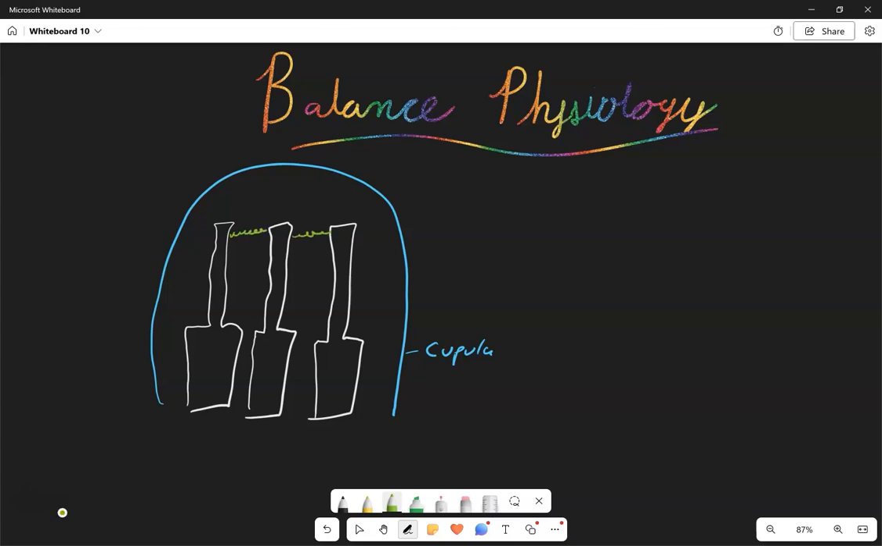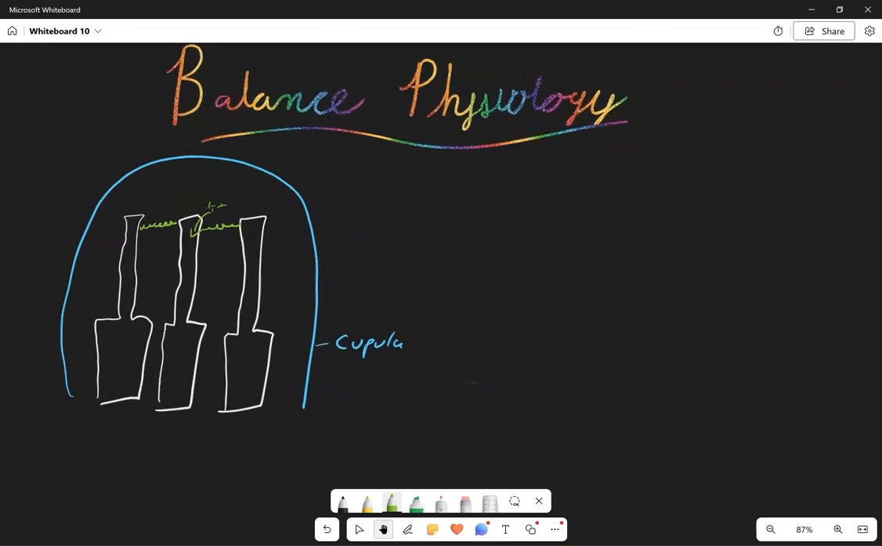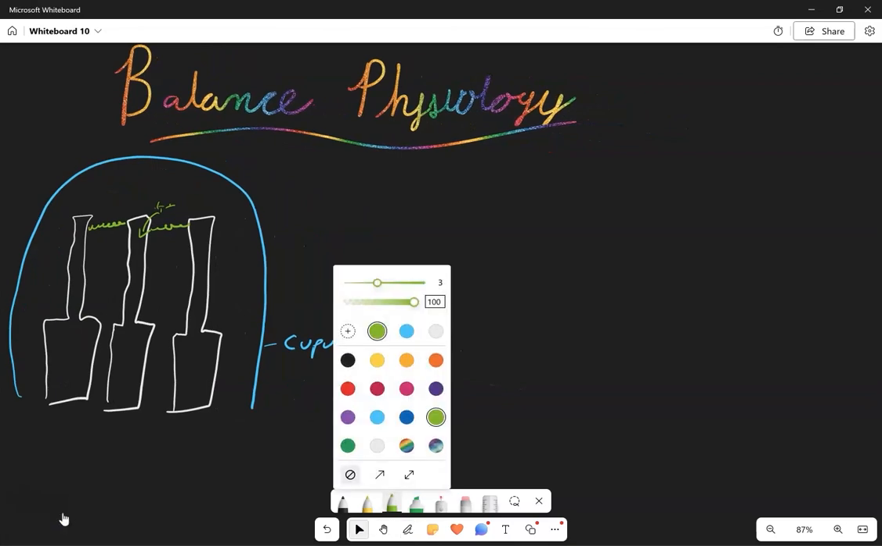And so when the cupula bends, the kinocilia and the stereocilia on the hair cells are going to bend, and just as in the auditory system, these are going to be connected to potassium channels, so they're going to allow the influx of potassium into the cell, and that's going to generate the action potential, right? And inside of the semicircular canals, the utricle, and the saccule, there is a fluid that has otolithic crystals inside of it, and those crystals make the fluid more of a gelatinous-like substance.